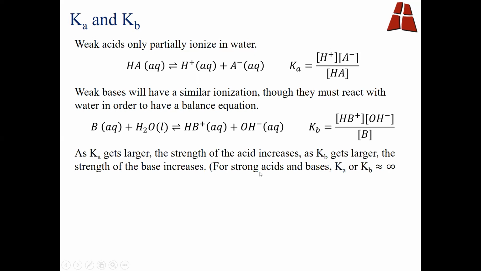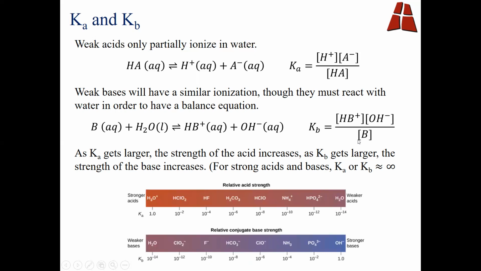Just so you know, for strong acids and bases, Ka and Kb are about infinity. That's because they fully dissociate, right? So we have no reactants left. If we think about our relative acid strength, this is how we would judge that. So a Ka of 1 is very strong, obviously then.